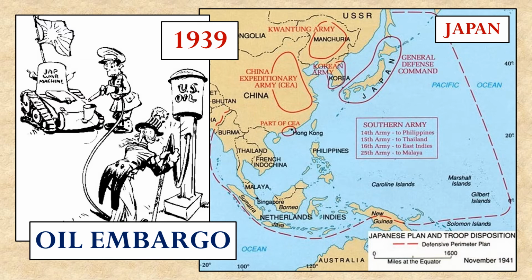The reason why was because they were determined to expand their empire, and if they couldn't get oil from the United States, they would just expand it into areas where they could get oil, such as Indonesia, far to the southwest of Japan. So the oil embargo of 1939, rather than causing the Japanese to back off on their ambitions, in fact caused them to become more aggressive.